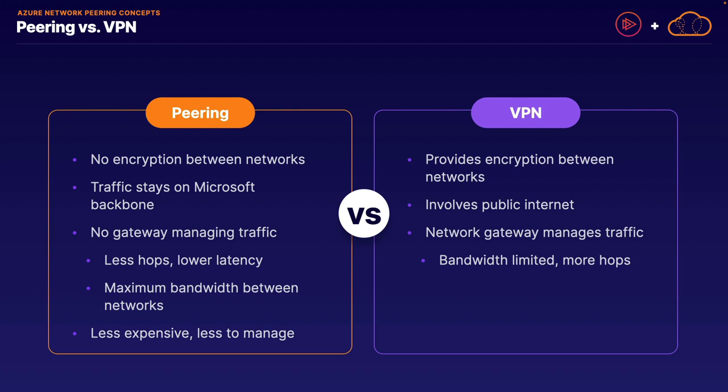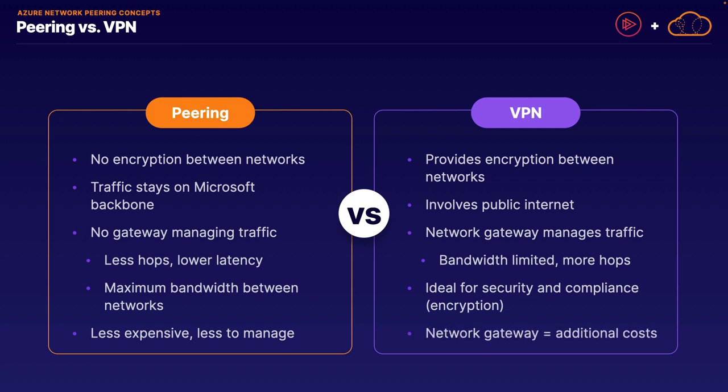Now, despite these performance downsides, one scenario that does favor VPN is that for security and compliance requirements that require encryption between networks, VPN is a better solution for that specific use case. Overall, however, compared to using network peering outside of the security and compliance aspect, using VPN via a virtual network gateway has higher costs, overall less performance, and there is a lot more that you need to manage.